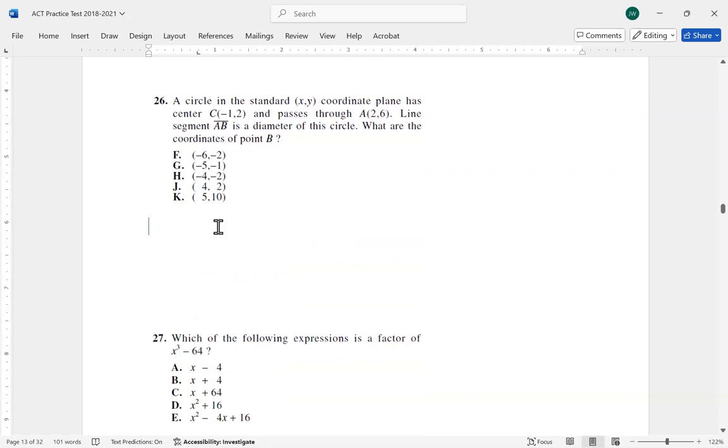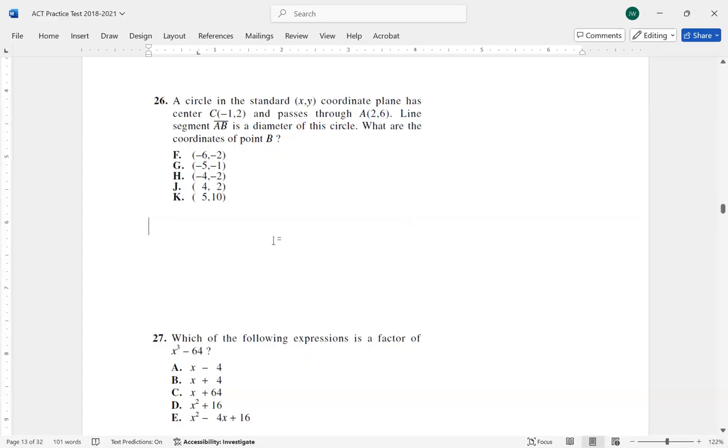Question 26. A circle in the standard XY coordinate plane has center (-1, 2) and passes through point (2, 6). Line segment AB is a diameter of the circle. What are the coordinates of point B?